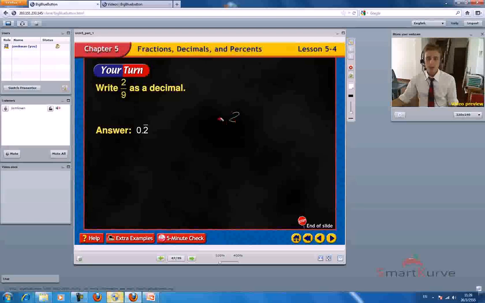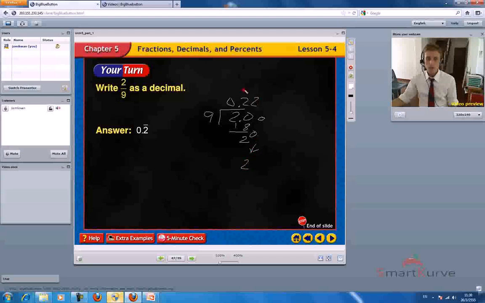Over and over, it will continue in the same manner. 0, 9, 0, 9, on and on. That's what the dot, dot, dot means. You can also put a line over it. It means the same.